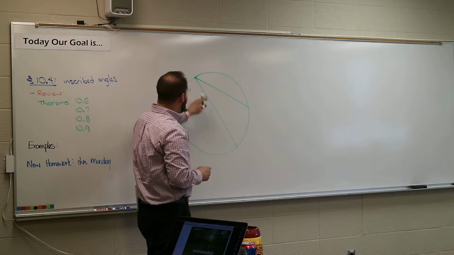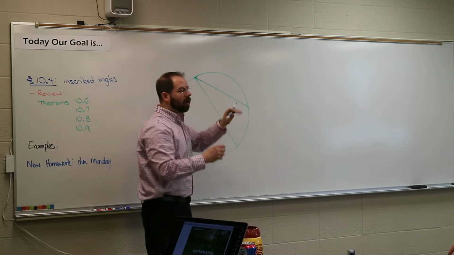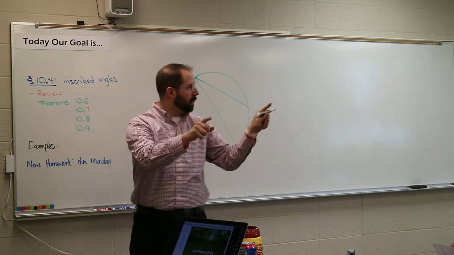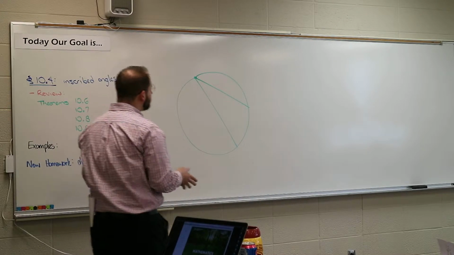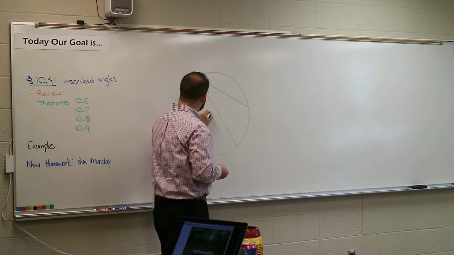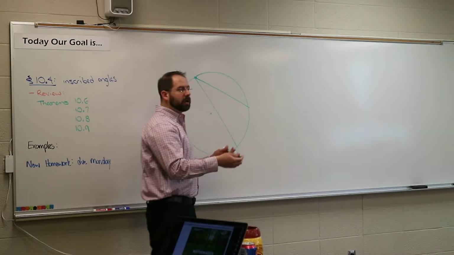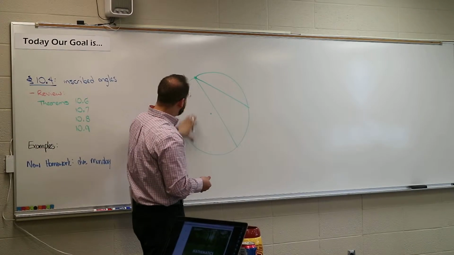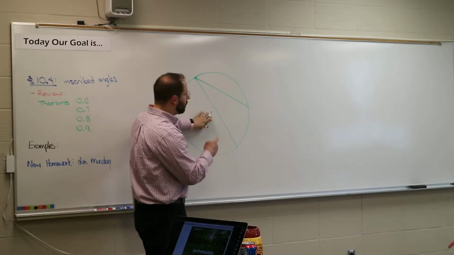This is the vertex where the two rays meet. It lies on the circle. And then the rays of the angle are chords of the circle. So they actually have two endpoints on the circle itself. It doesn't have to pass through the center. Maybe the center's right here. It could open up where the center is in between it.